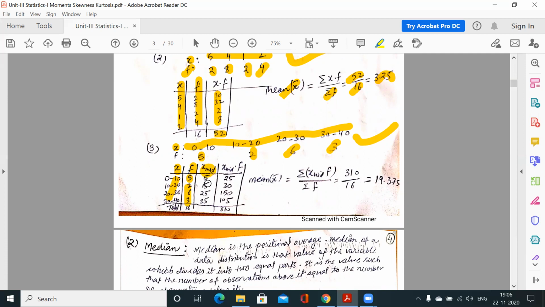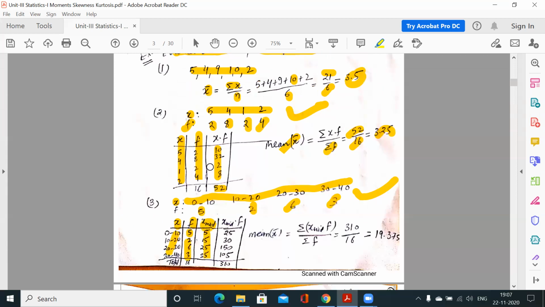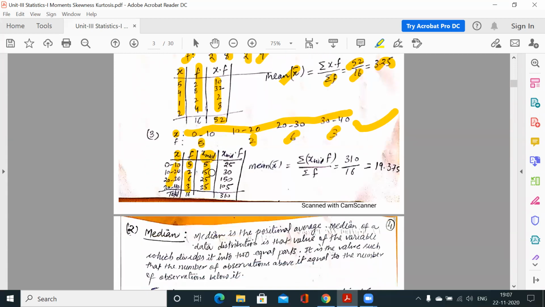Now, because we require the middle value, for 0 to 10, what is the middle value? 5. 0 plus 10 by 2, 10 plus 20 by 2, 20 plus 30 by 2, 30 plus 40 by 2. So these are the middle points. Now the same process is there like in discrete series. Now x is in single form. So 5 into 5, 15 into 2, 25 into 6, 35 into 3. So these are the multiplications, summing up all the multiplications.